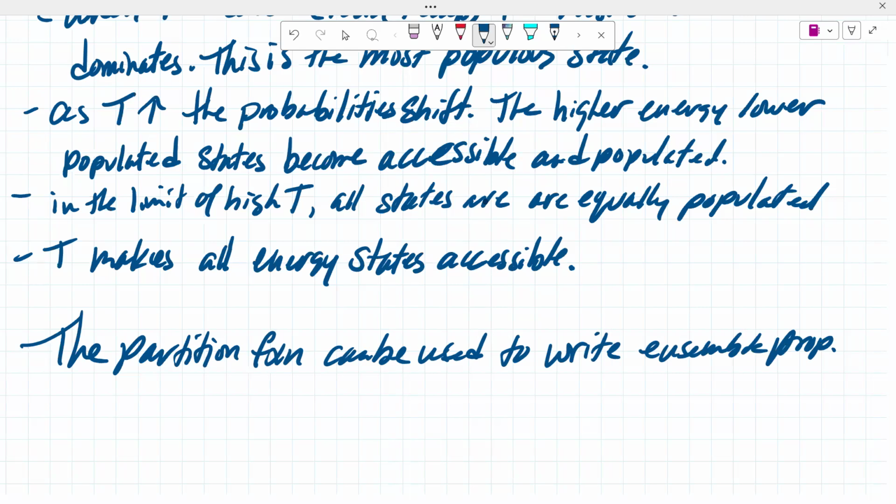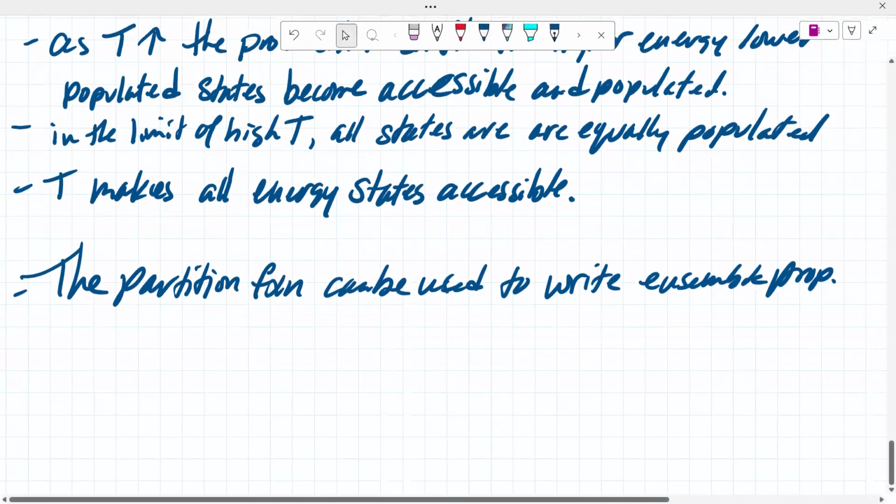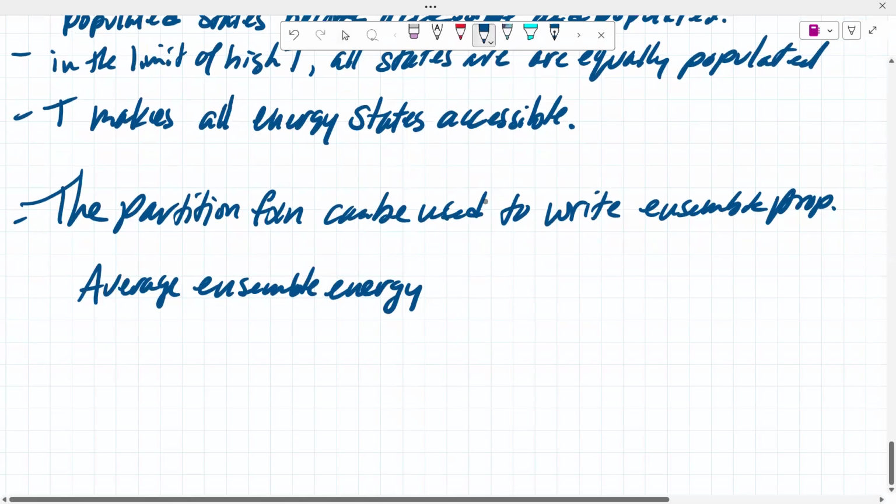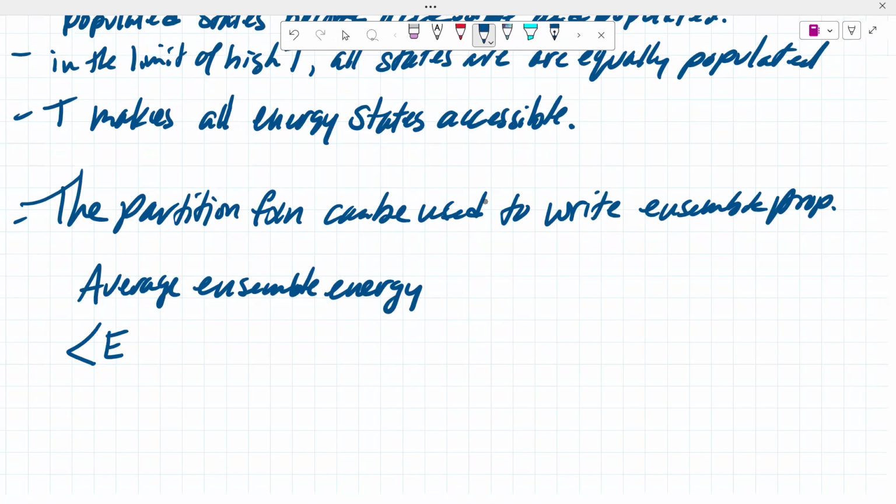The ensemble property means the property of a collection of particles, such as the lattice peptides. You might also be interested in the average ensemble energy. These are the angle brackets, and this means average.